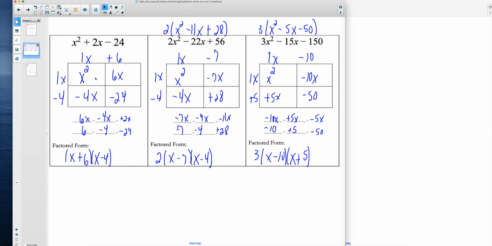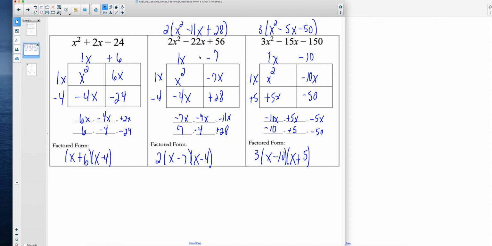Drop those in. You can see that our greatest common factor here is 1x. Our greatest common factor in our second column is a positive 6. Greatest common factor in our first row is a 1x. Our greatest common factor, now once again, notice both terms are negative, so we want to take that negative out, and we get negative 4. So our quadratic in factored form here is x plus 6 times x minus 4.